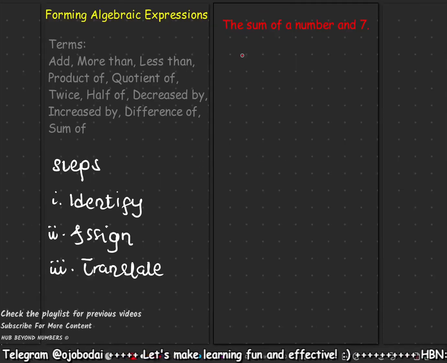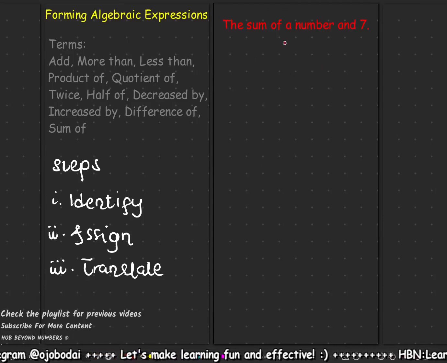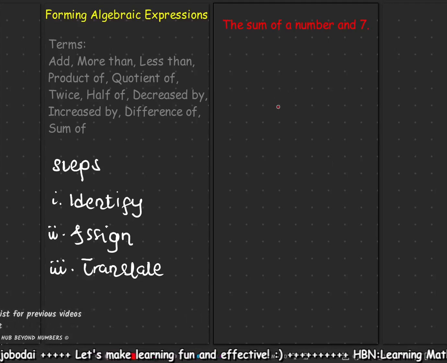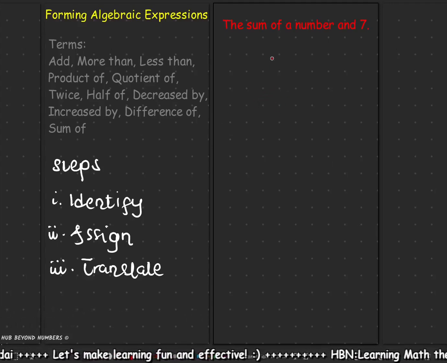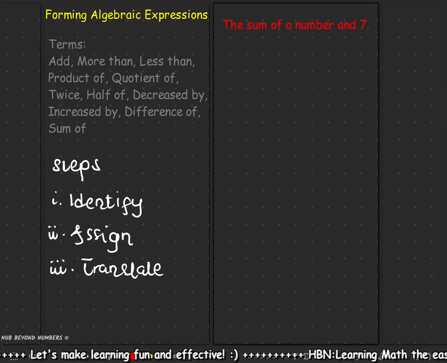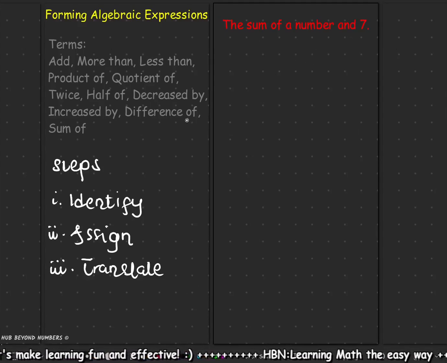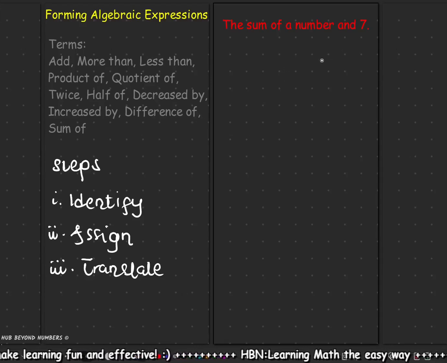So for this first example, it says the sum of a number and 7. We said earlier on that sum means what? Addition. Sum means addition. So first of all, identify the variable.